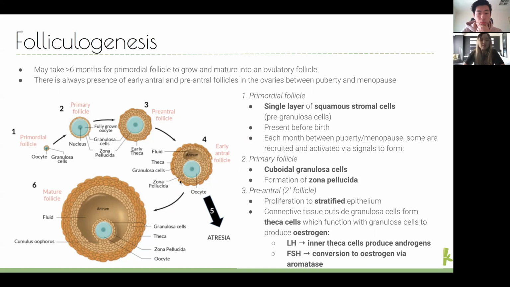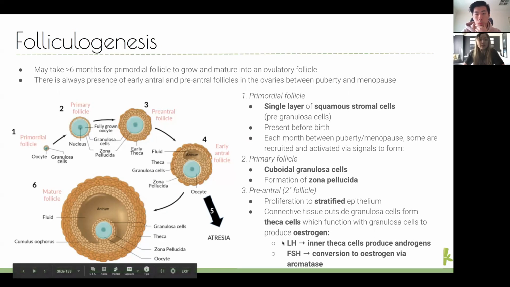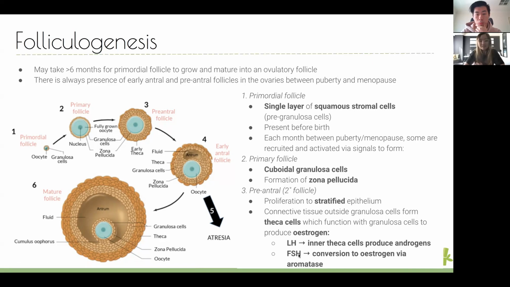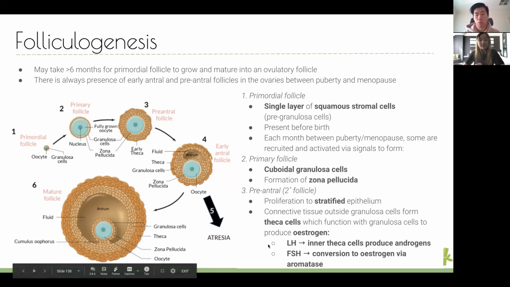And then the connective tissue outside of your granulosa cells forms thecal cells. And these function with the granulosa cells to produce estrogen. So LH will actually work on the thecal cells, and that produces androgens. And then FSH will act on the granulosa cells, which will convert the androgens to estrogen via aromatase. So you need both of these hormones and both of these cells to make estrogen.